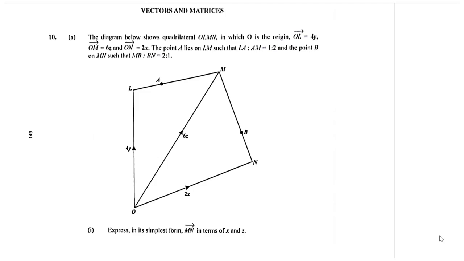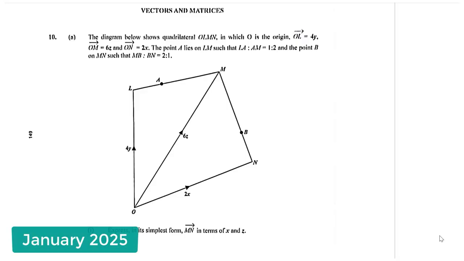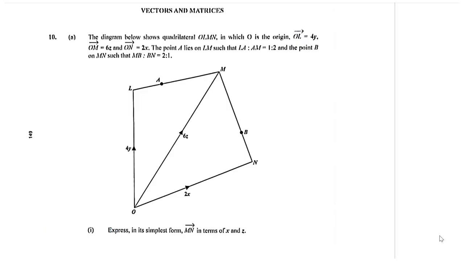The diagram below shows quadrilateral OLMN in which O is the origin. Vector OL is equal to 4y, vector OM is equal to 6z, and vector ON is equal to 2x. The point A lies on the line LM such that the ratio of LA to AM is 1 to 2.